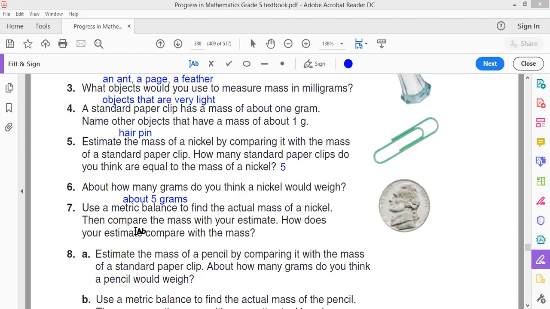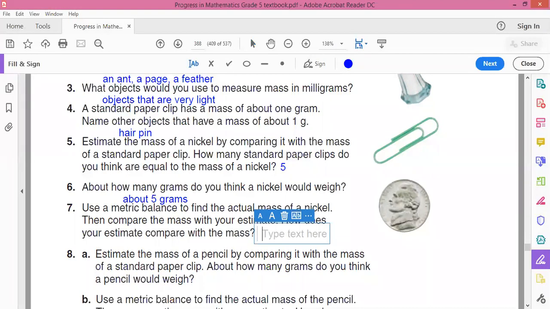Okay, Ahmed, now you read it. Question number 7. Use a metric balance to find the actual mass of a nickel. Then compare the mass with your estimate. How does your estimate compare with the mass? We don't have a metric balance. Nobody has one. Then what should we write? I think it's better to write 5 grams. Yes. Okay, we can say it weighs 5 grams.